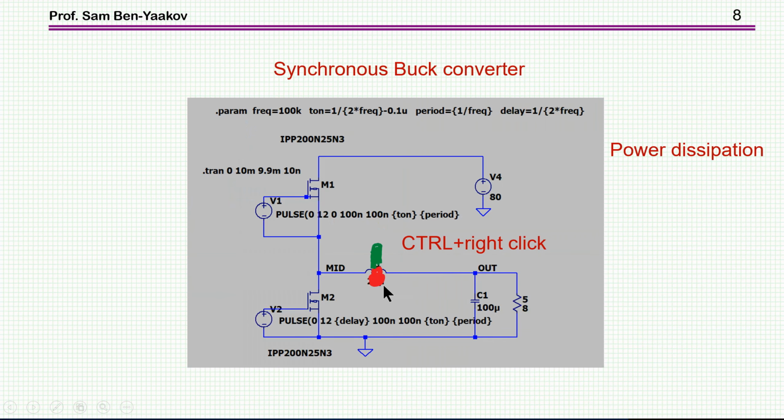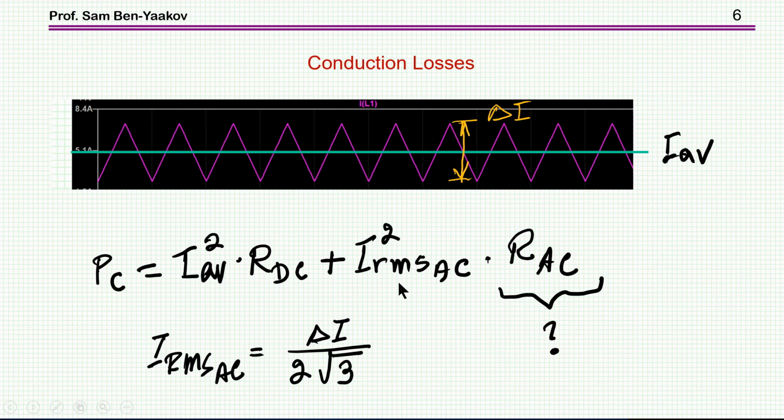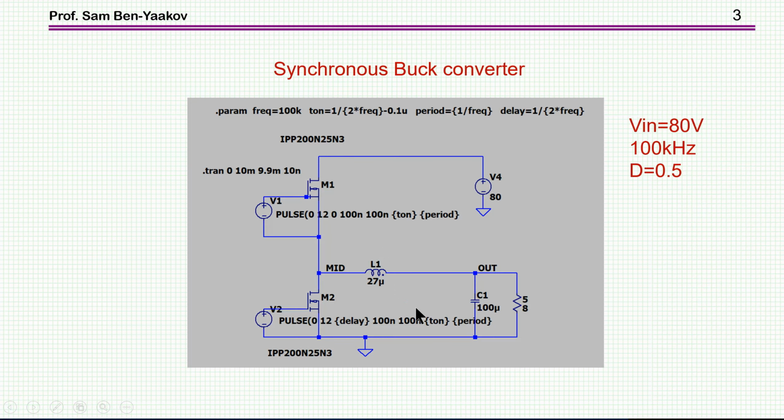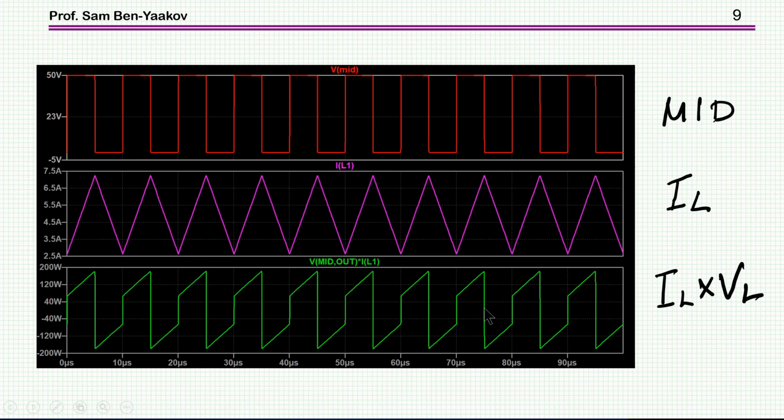First of all, in LTspice you can get the power dissipation of a component by pointing to the component, like the inductor, and then Control plus a right click. This will bring you this product, which is the voltage times the current of this particular element. So here I'm showing a simulation result of the circuit, running at 100 kilohertz, 80 volt input, 0.5 duty cycle, and here is the load. And here are the results.